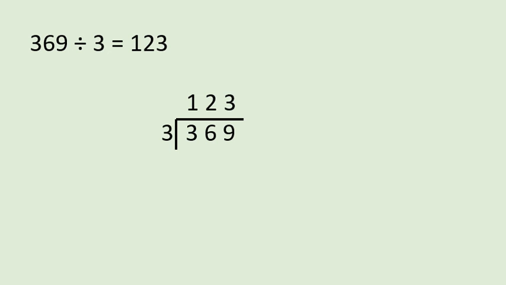Let's have a look at another one. 564 divided by 4. I'm going to write it as a bus stop using my short division. I have put my 564 within my bus stop, and I have put the number I am dividing by, which in this case is 4, on the outside. I first have to think to myself, how many 4s go into 5? 4 goes into 5 one time.